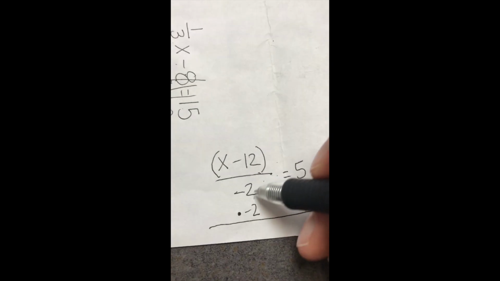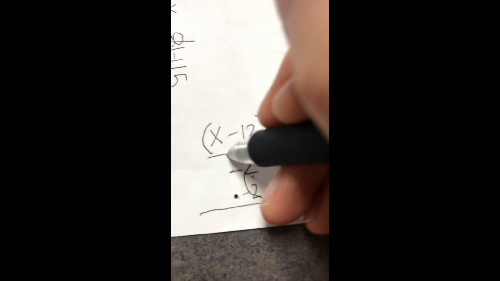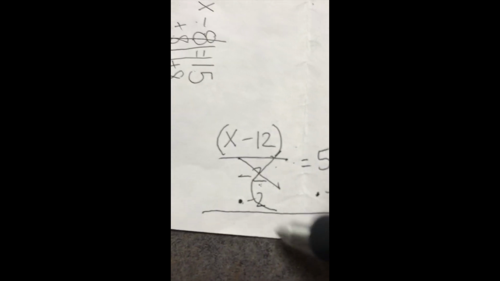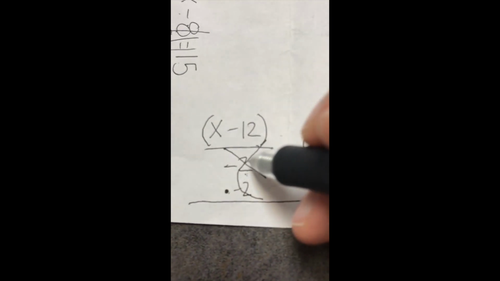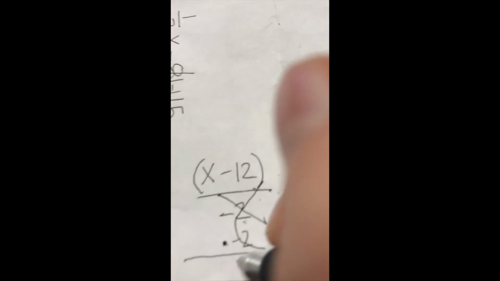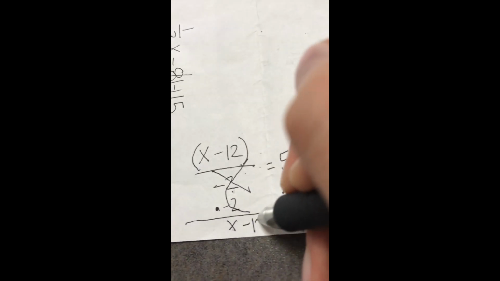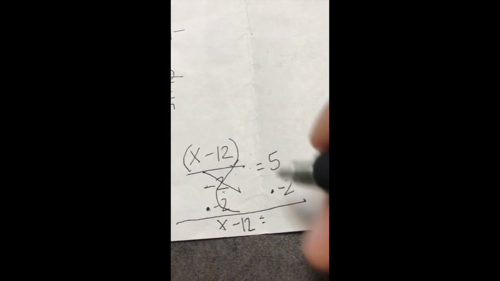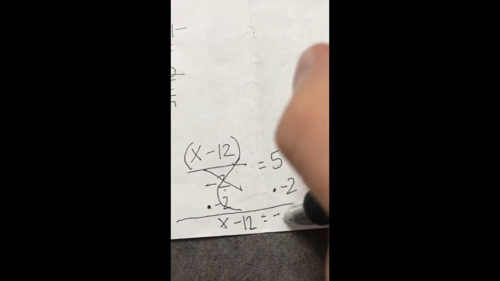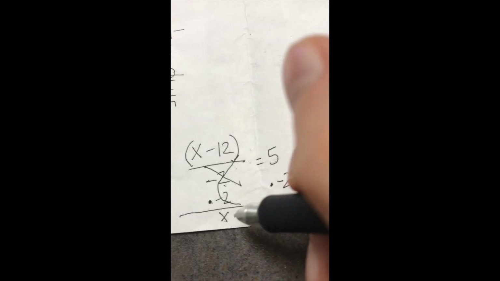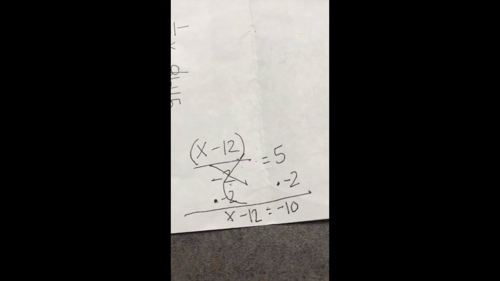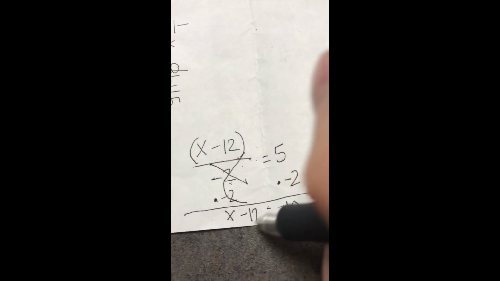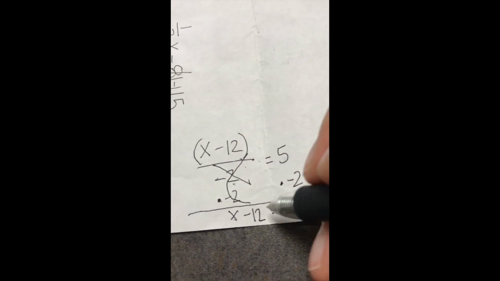So now my divide by -2 and times -2 cancel out. Canceled. And now all I have left on this side of the equal sign is x minus 12. And then over here, 5 times -2, positive times negative, is negative. 5 times 2 is 10. So now I have x minus 12 equals -10. So then finally, I have to try to get rid of this minus 12. So I do the opposite.